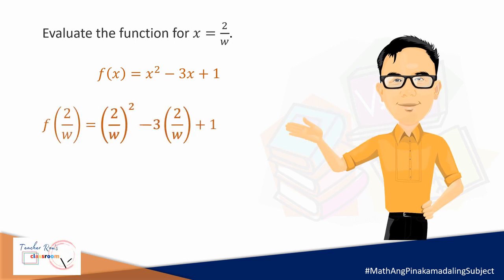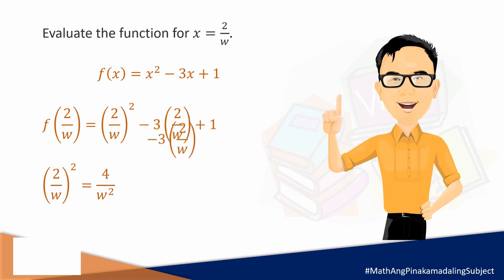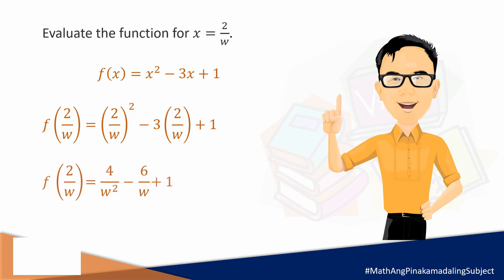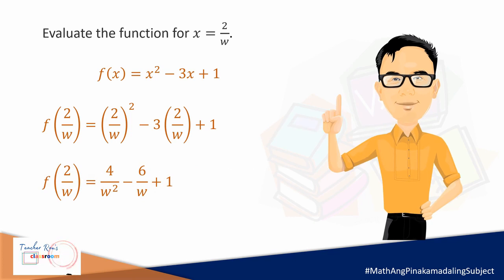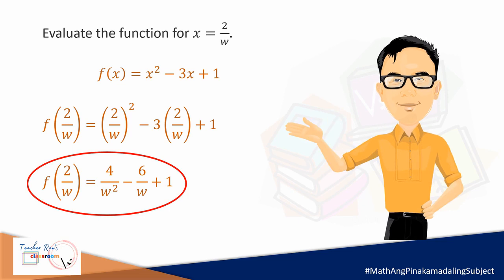f of 2 over w equals the quantity (2 over w) squared minus 3 times 2 over w plus 1. (2 over w) squared equals 4 over w squared. Negative 3 times 2 over w equals negative 6 over w. So we have 4 over w squared minus 6 over w plus 1. Therefore, f of 2 over w equals 4 over w squared minus 6 over w plus 1.